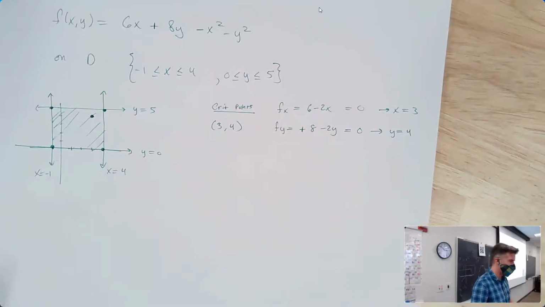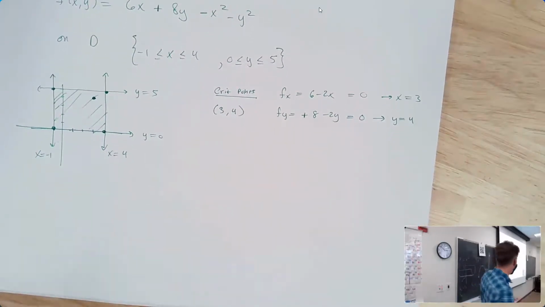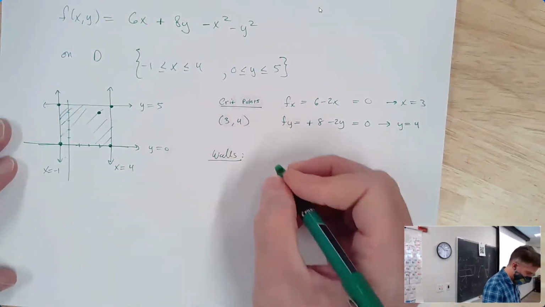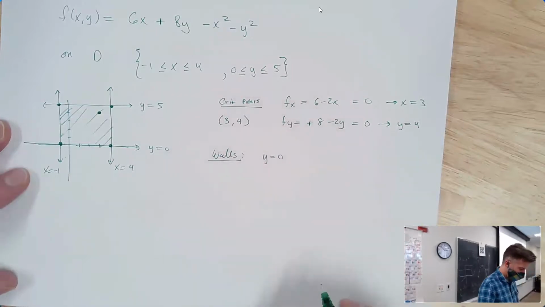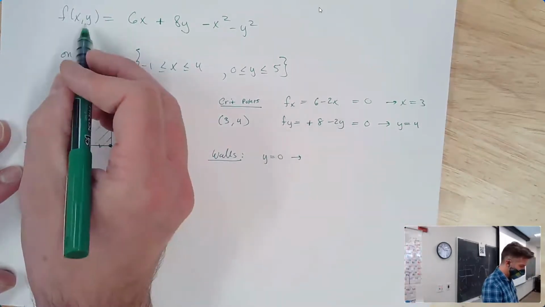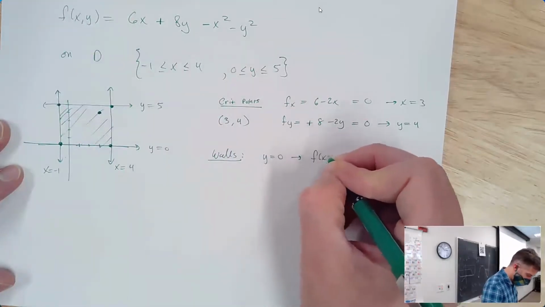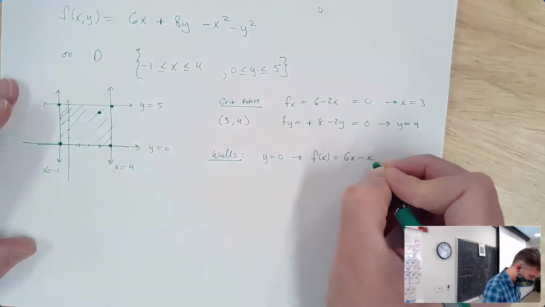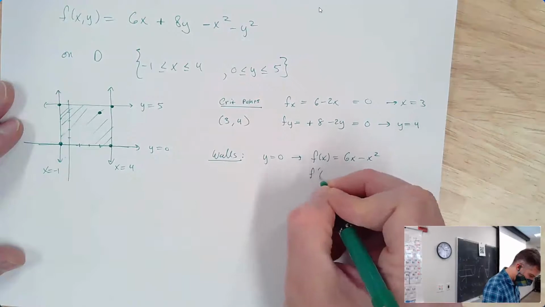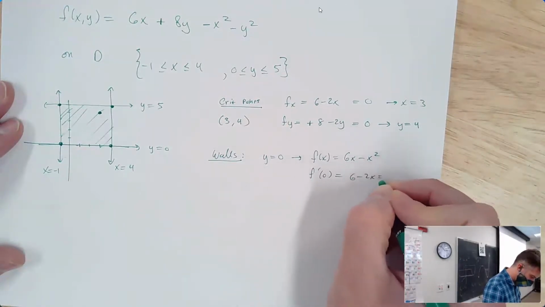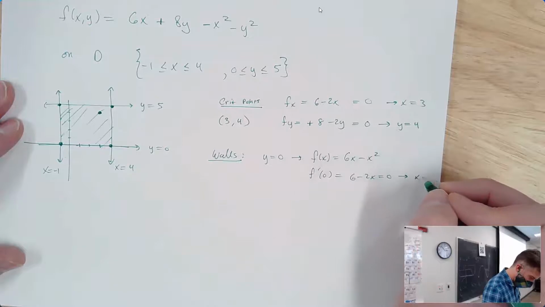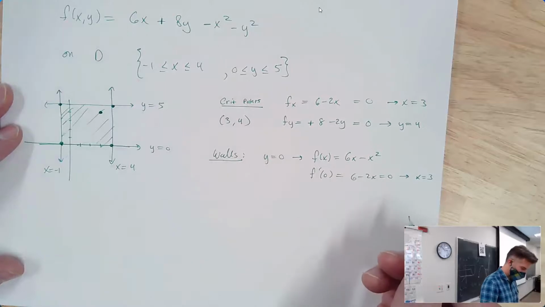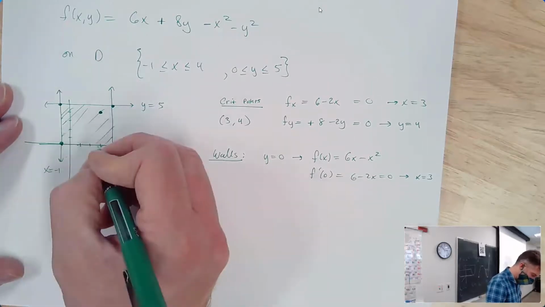And then we have to test the walls, which I think is the hardest part, honestly, testing the walls. So let's start with y equal to 0. People often just say, if y is 0, I'm just going to write this as a function of x. F of x is going to be 6x plus 0y minus x squared. And the derivative is going to be 6 minus 2x equal to 0. So we're going to get x equal to 3. Y is 0, x is 3, so we're over here.